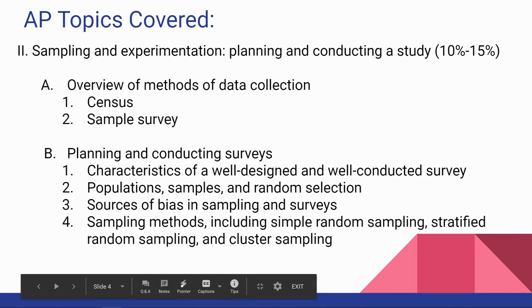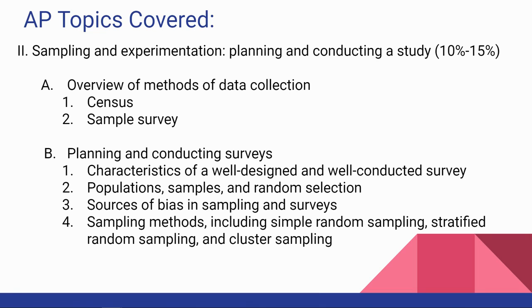So the AP topics that are actually being covered with this are from sampling, experimentation, planning, and conducting a survey. There are about 10 to 15% of the questions in the AP test that cover that. We're going to specifically look at census and sample surveys. We're going to look at the characteristics, the populations of samples, the bias, and methods.